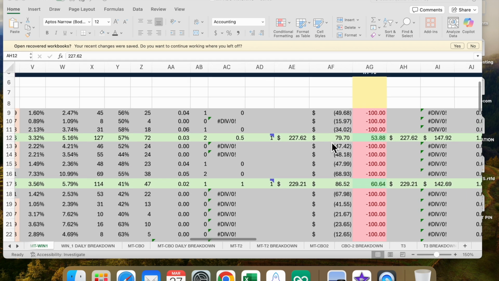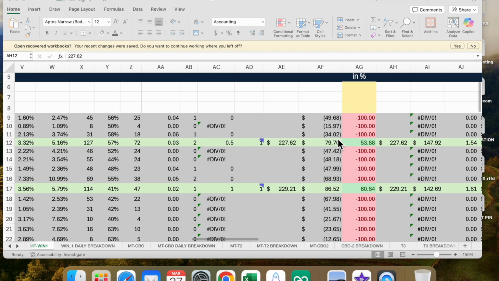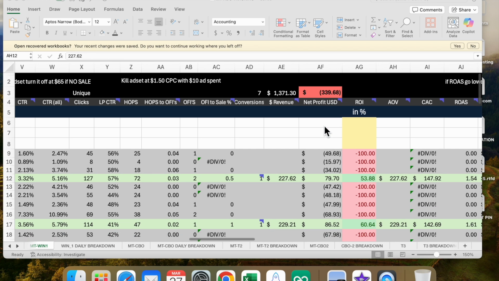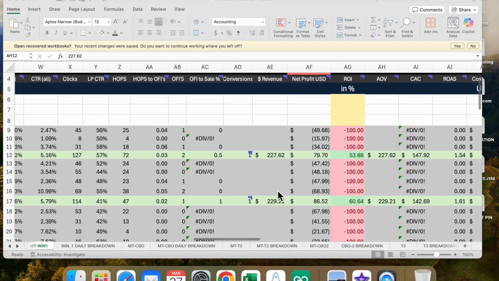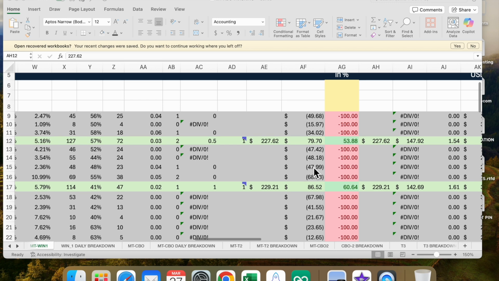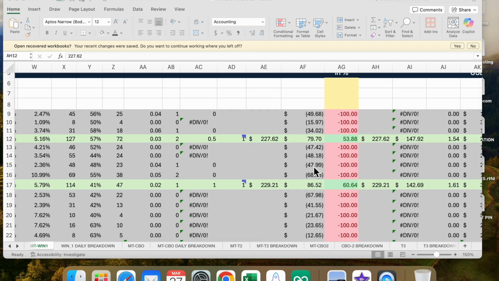So look at this. This is one of my campaigns also that I want to show you. So you will see here, I am negative, right? I have this revenue of 1,371, but I am negative here, okay? So what I will do here is I will analyze my data, why I became negative. So I've made some mistakes here, right?